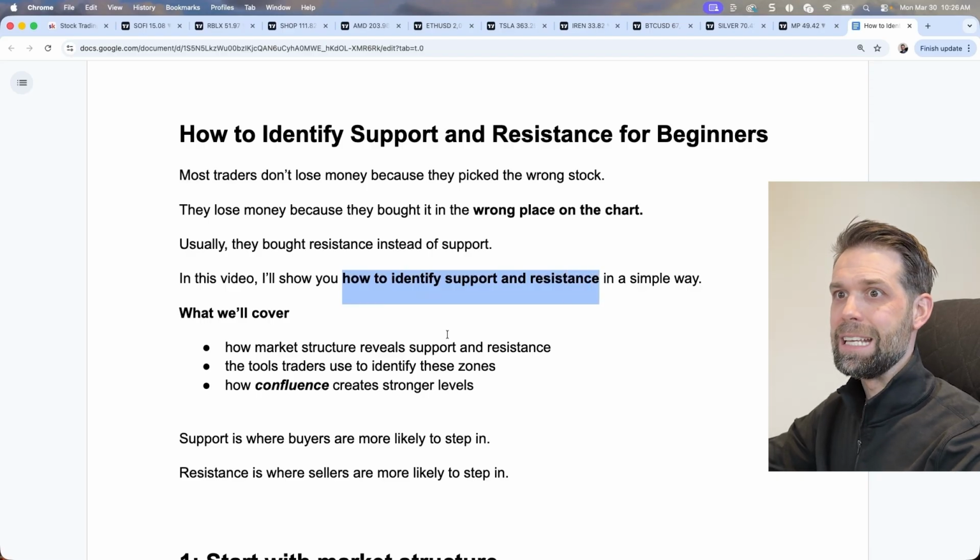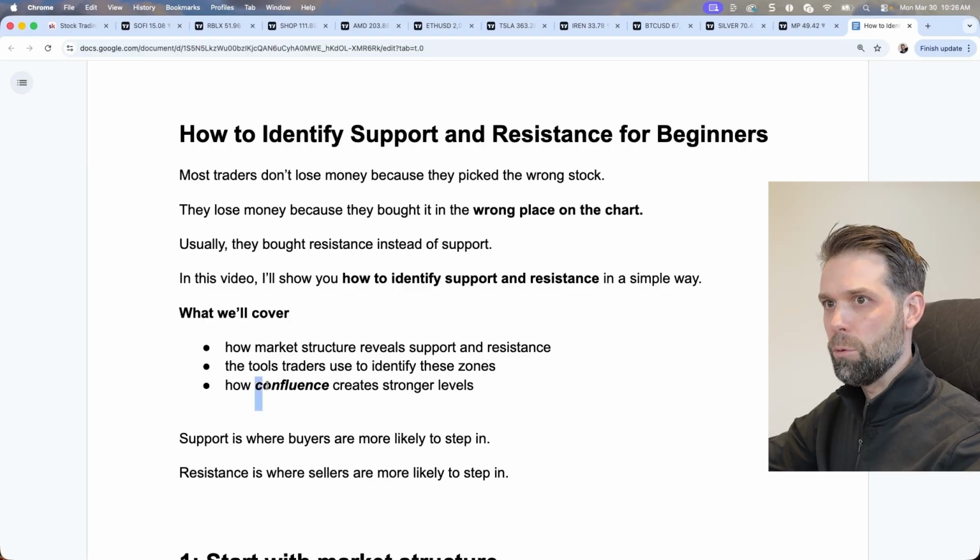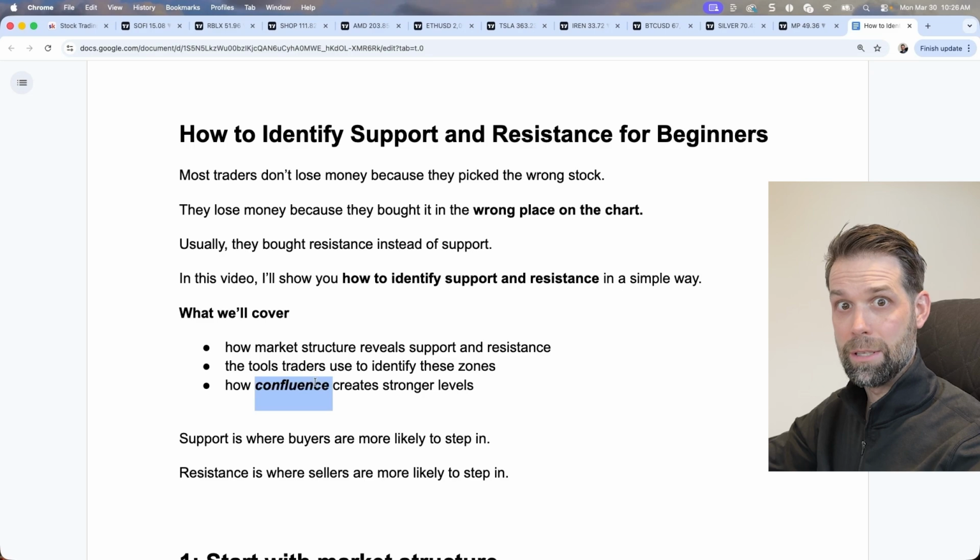What we're going to cover is how market structure reveals support and resistance, the tools that traders use to identify these zones, and then how confluence creates stronger levels. After we do that, we'll talk about confluence, which is an important topic to understand to put everything together.